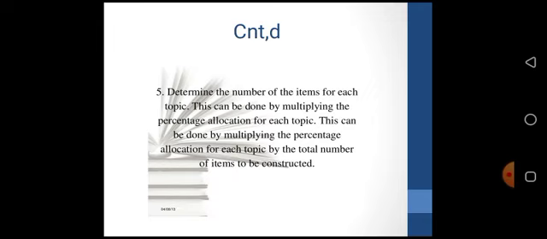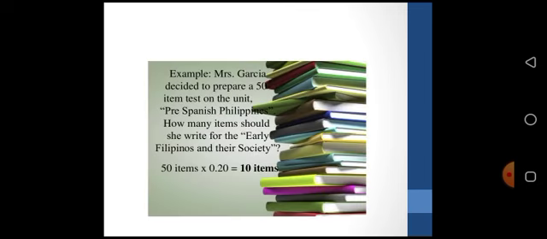Determine the number of items for each topic. This can be done by multiplying the percentage allocation for each topic by the total number of items to be constructed. Example: Also, Miss Gracia decided to prepare a 30-item test on the unit for the Spanish Philippines. How many items should she write for the Philippines and their society? 30 items times 0.2 equals 6.